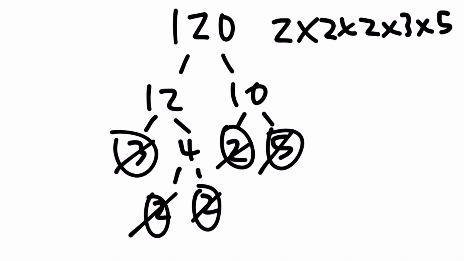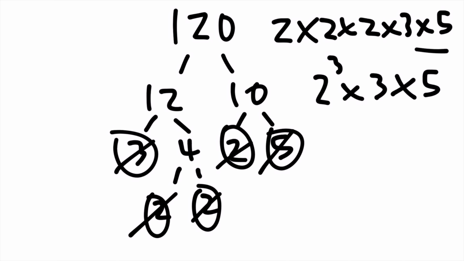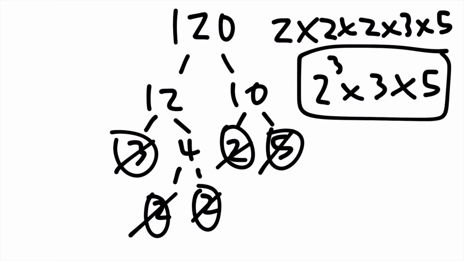You can leave it like this, or you can write it using exponents. I'm going to write that as 2 to the third power times 3 times 5. And that's how I like to write it. However, either way is correct.